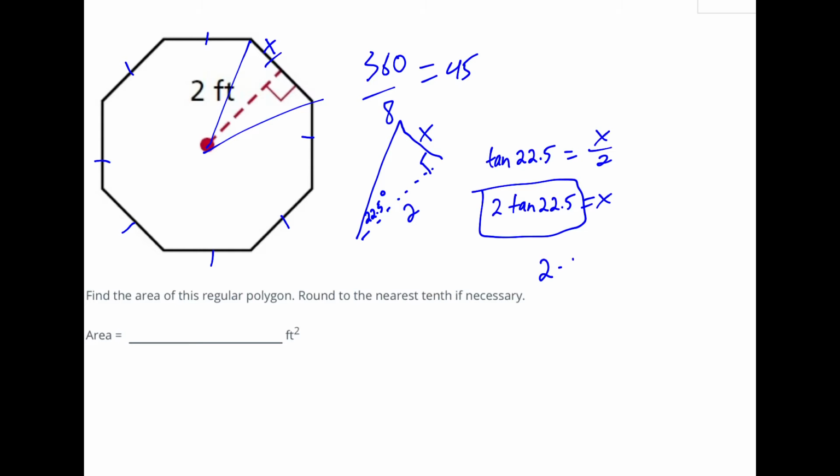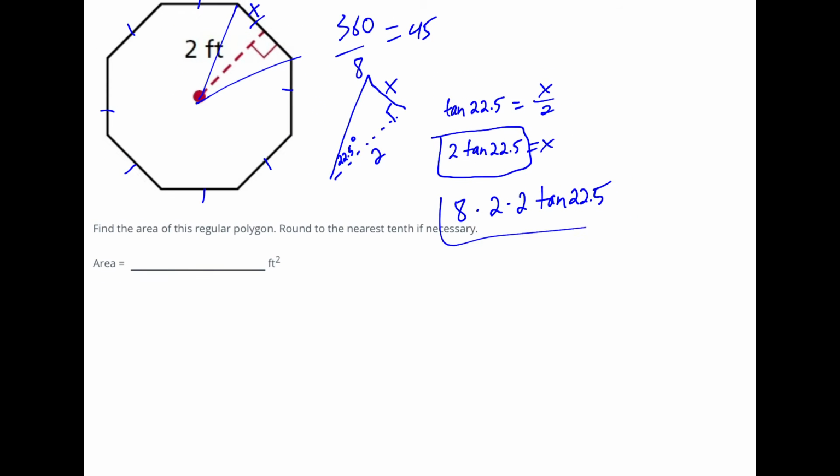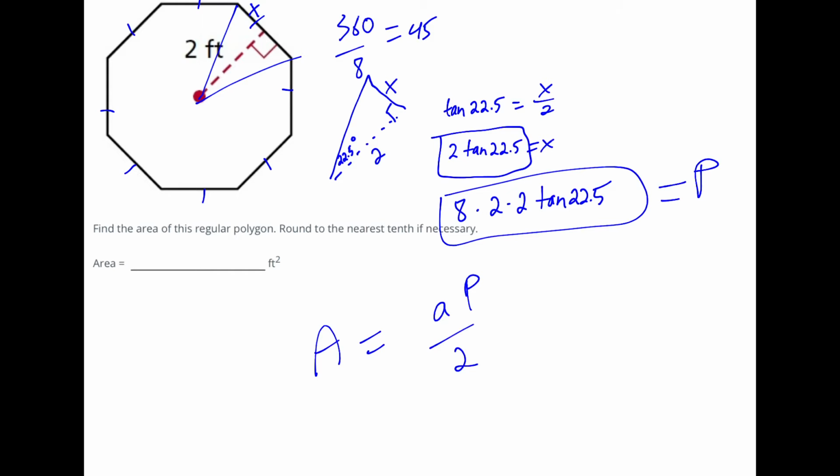So 2 times 2 tan 22.5. And I'm going to multiply that by 8, because there are 8 of these bases. And that's going to give me the perimeter. So this whole thing is equal to the perimeter. My formula says apothem times perimeter divided by 2. So that's 2 times all of this divided by 2. The 2's are just going to cancel out. Round at the very end. You'll end up with 13.25, which if you round to the nearest tenth, 13.25 becomes 13.3. Excuse me.